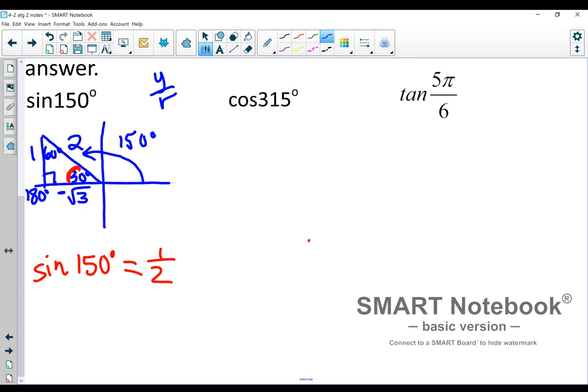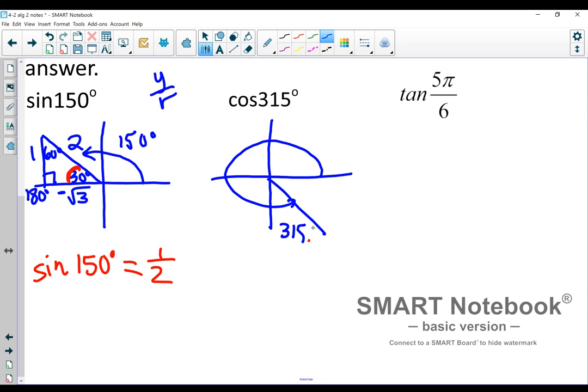So cosine of 315, I need to first draw that one. So here's 0, past 90, past 180, past 270. 315 would be in here somewhere. And I always want to draw my triangle by connecting a perpendicular to my x-axis. So here's my x-axis. I want to connect there. We never connect to y.